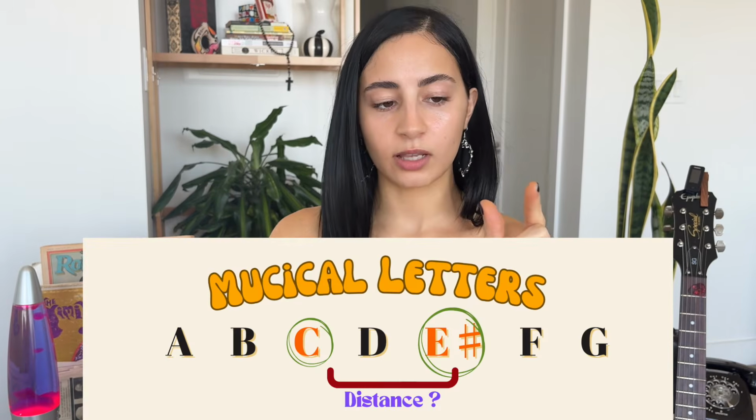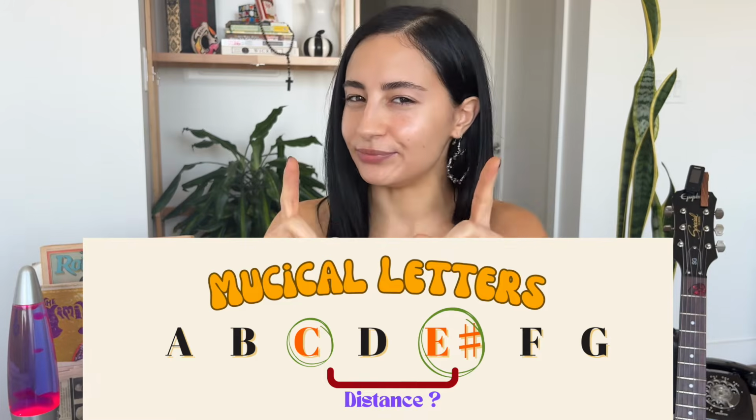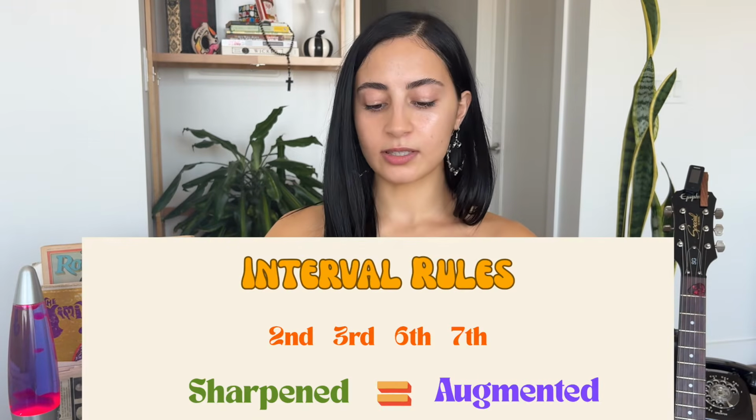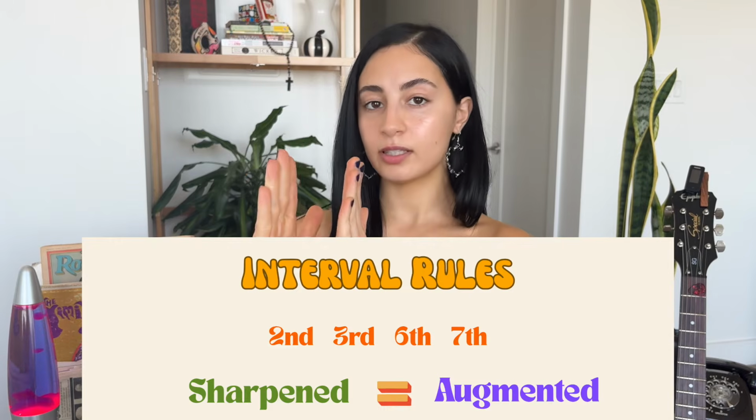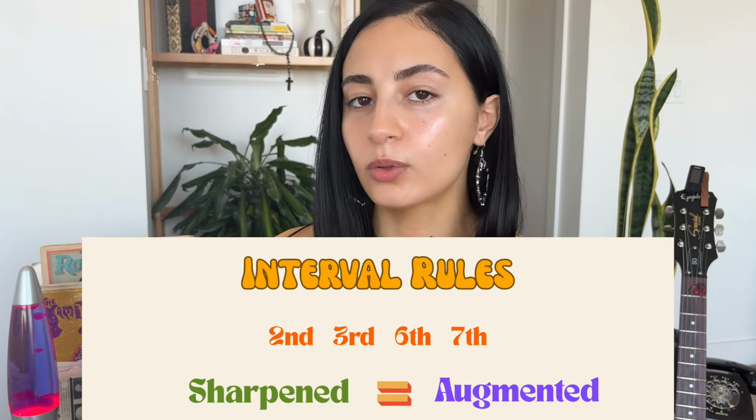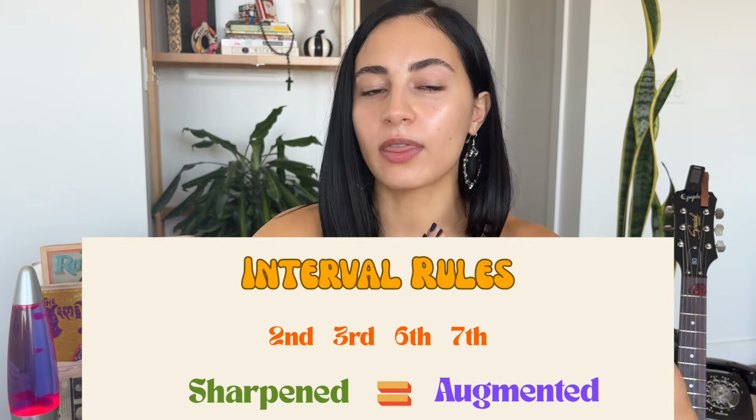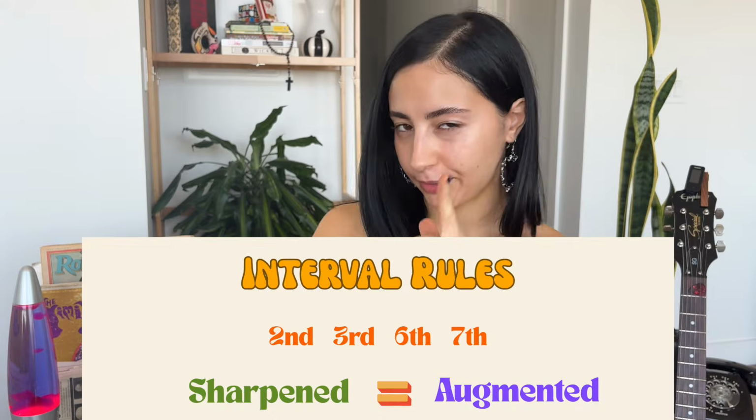But now what if we want to measure the interval between the C note and the E sharp note? Interesting. So here's the rule. When a second, third, sixth, or seventh interval is sharpened from how it naturally exists in the starting note's major scale, we call that an augmented interval, okay? So from major, it becomes augmented. Why? Because the note is being sharpened from its natural state in the starting note scale.